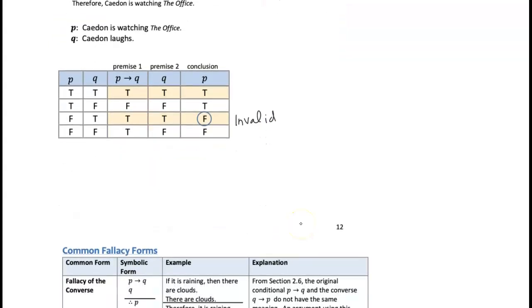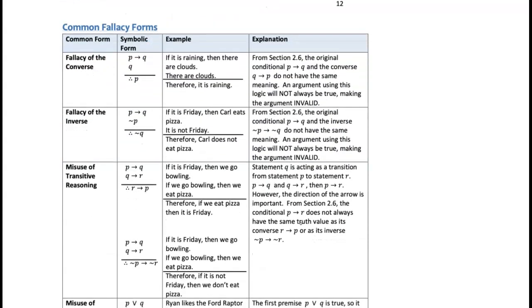Let's take a look at some common fallacy forms. Note that for all of these forms, you can use a truth table to prove that the argument ends up invalid. But anything that has these forms will be an invalid argument. The first common form is called fallacy of the converse.